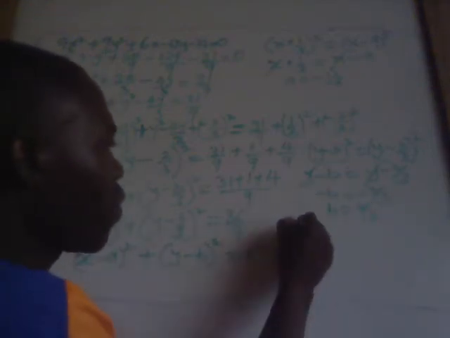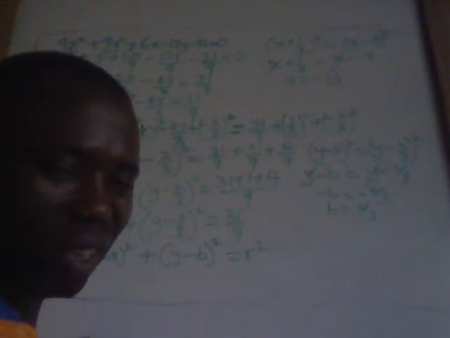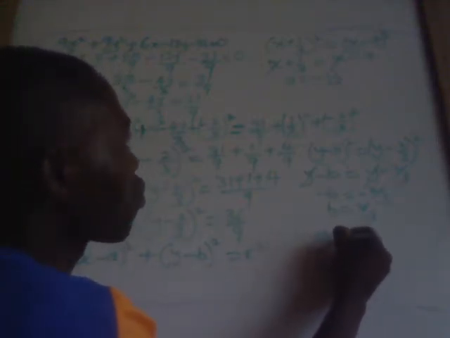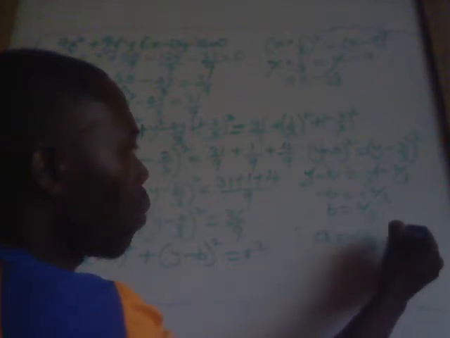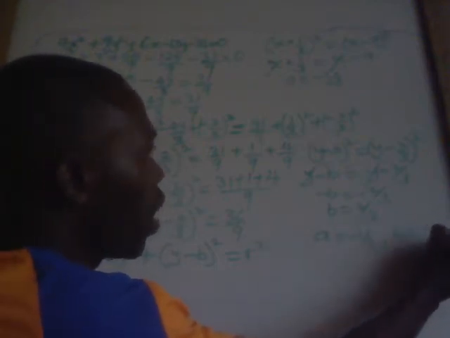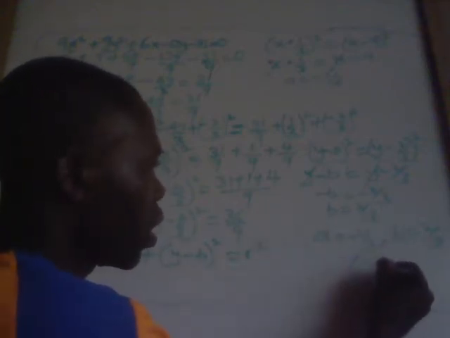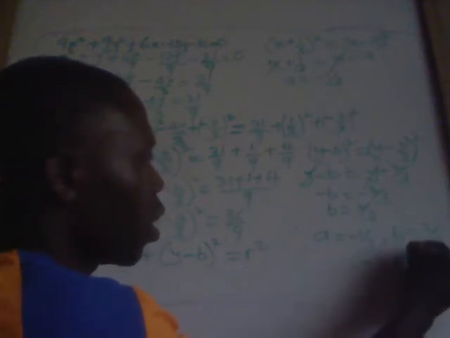So finally, the coordinate of the point at the center is a equals minus 1 over 3, b equals 2 over 3, which is written as the bracket a before b: minus 1 over 3, comma 2 over 3. Alright, this is a long method.